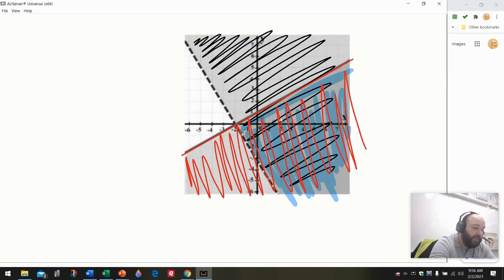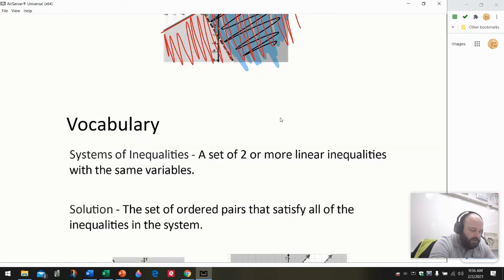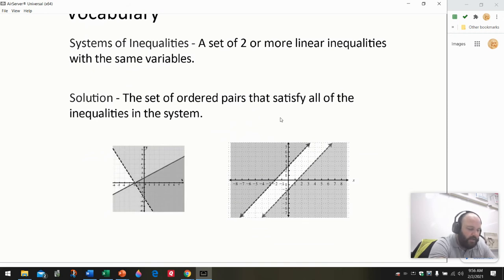And in that region is going to be where a solution to the system of linear inequalities will come from. And sometimes the shading won't overlap. And that's what this is showing you right here. So it says a system of inequalities is a set of two or more linear inequalities with the same variables. A solution is the set of ordered pairs that satisfy all of the inequalities of the system. So again, in this case, I'm going to highlight in blue. This is where the shading overlaps from the two separate graphs. So that's therefore where you would find a solution.